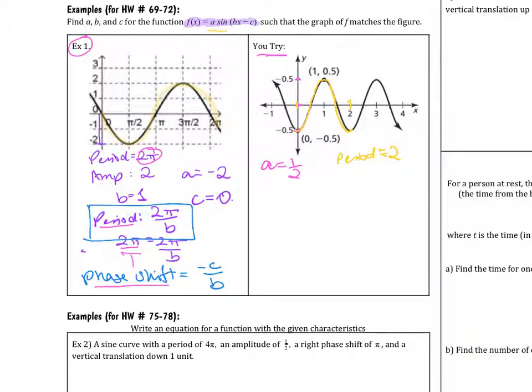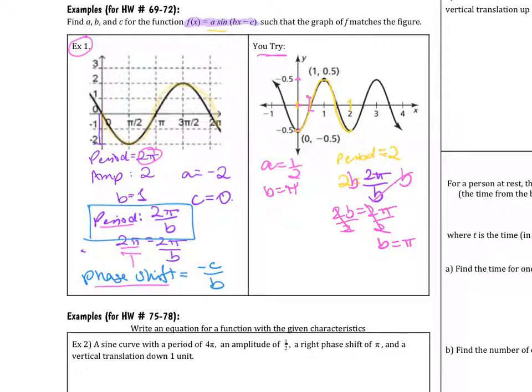So period is 2. So knowing that, then what I do is I set that equal to 2 pi over b. So 2 equals 2 pi over b, and then I will solve for b. So to do that, I'm going to go ahead and multiply b to both sides. So I get 2b equals 2 pi. Now to solve for b, I'm going to divide by 2. So I notice that b equals just pi. b is pi.